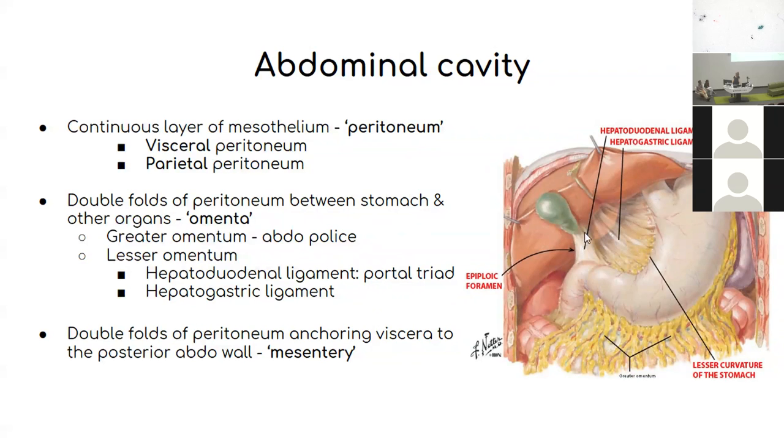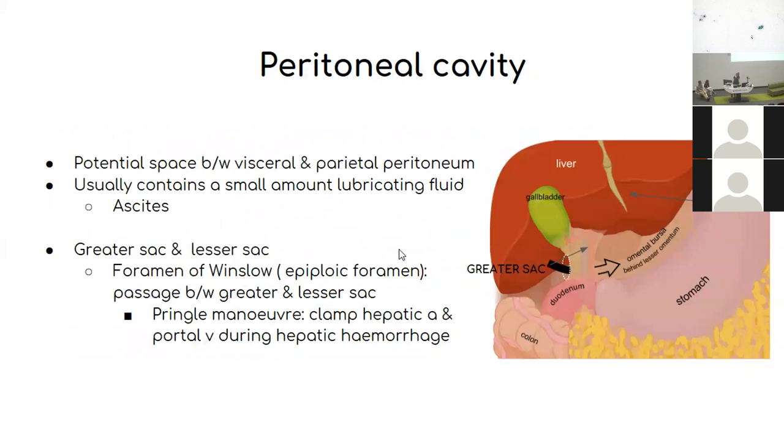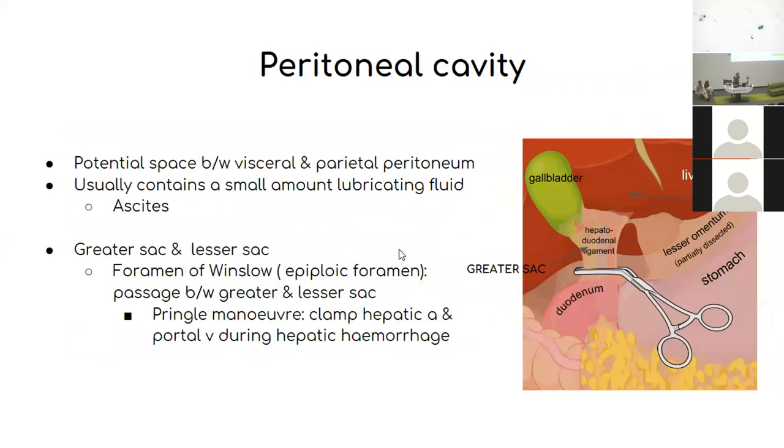And the importance of this is in an operation called the Pringle manoeuvre. So if we have lots of bleeding from the liver, we can actually put our finger behind the hepatoduodenal ligament through a space called the foramen of Winslow or the epiploic foramen, and we can clamp off the portal triad so that we don't have lots of blood coming out.